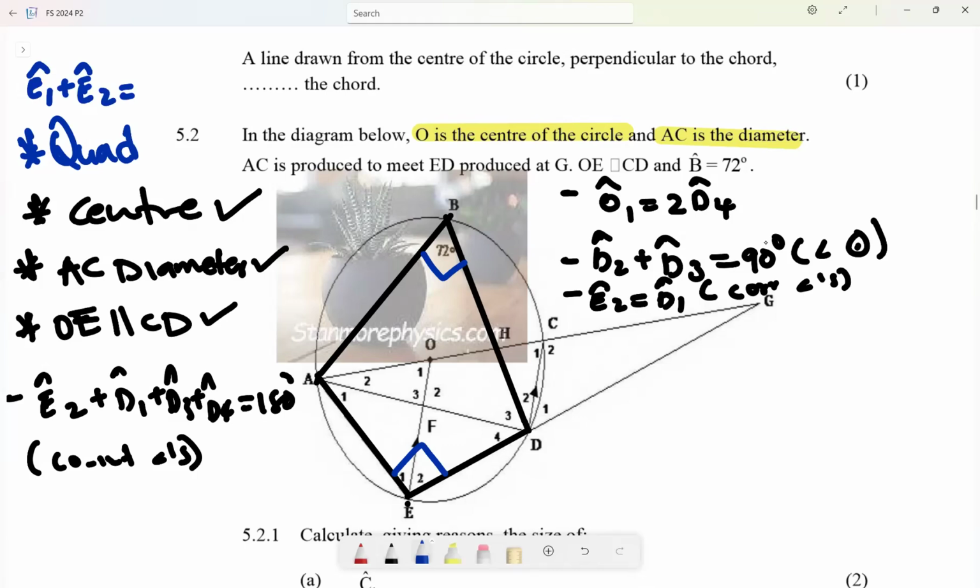it is equal to what? 180 minus 72. 180 minus 72 degrees. I'll remember that. Opposite angles of cyclic quad. Another thing I can use, exterior angle.